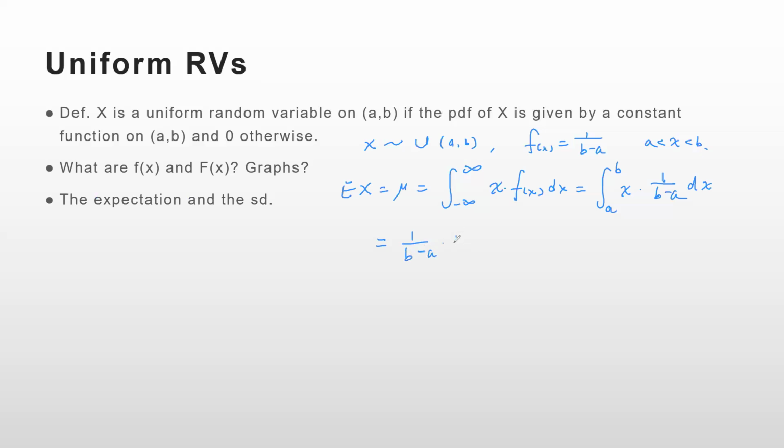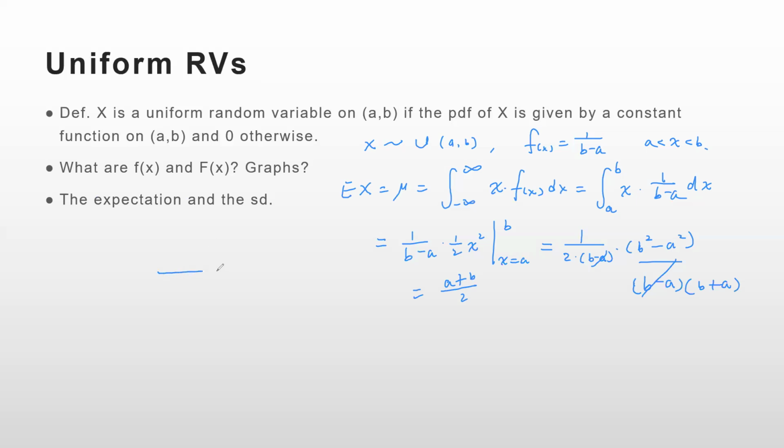And we have half x squared as the antiderivative, x from a to b. And you have 1 over 2 times (b minus a) times (b squared minus a squared). This is just the difference of squares. And then cancel out b minus a. We have (a plus b) over 2, which is the average of the two values that are the endpoints of the interval.